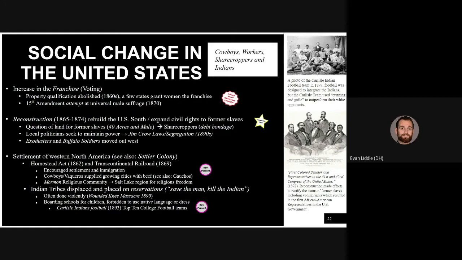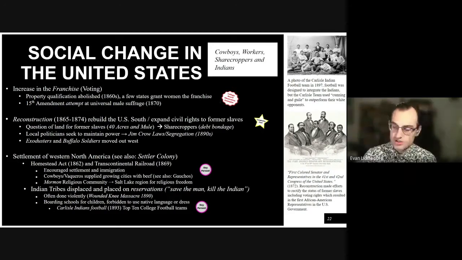These areas, even though we know them today as big farming regions, at the time they were mostly cattle ranching. And so cowboys, or vaqueros in Spanish, made a life working on the cattle ranches, which supplied beef to all the growing cities of the United States.